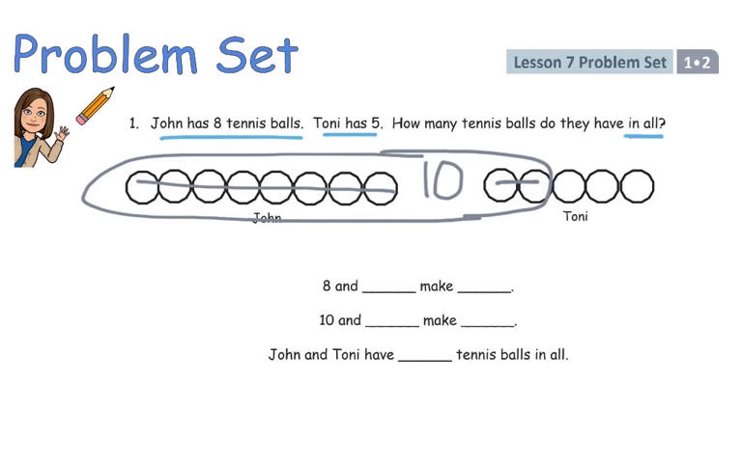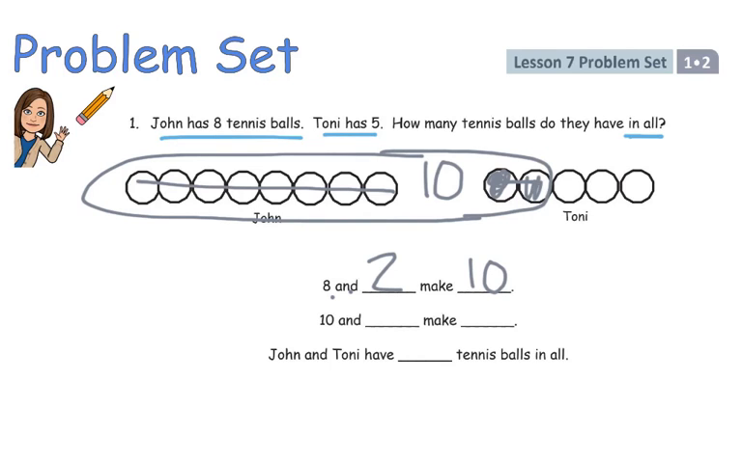Make sure you're following along with me. Don't forget, this symbol up here with Miss Nicole and the pencil means you're writing and doing with me. Okay, so we made our group of 10. So we're going to write 8. Oops, sorry. 8 and how many more did we borrow? 1, 2. So 2. 8 and 2 make 10.